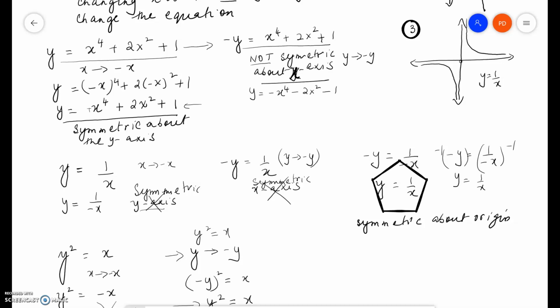Now, if we change both, y to negative y and x to negative x, we get negative y equals negative 1 over x. Multiplying both sides by negative 1, we get back the equation y equals 1 over x. So this tells us that changing x to negative x and y to negative y together did not change the equation, which means that the graph of this equation is symmetric about the origin.